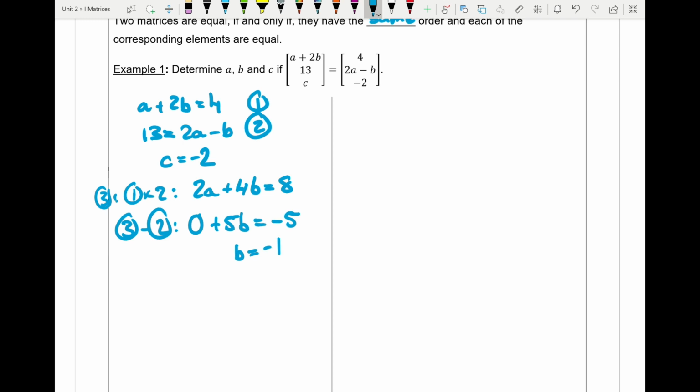If b is equal to negative 1, we can sub back into equation 1. And we find that a minus 2 is equal to 4. So a has to equal 6. So that means our equivalent equations are 4, 13, negative 2. So if you substitute the values into those two matrices that we started with, we'd both get 4, 13, negative 2.